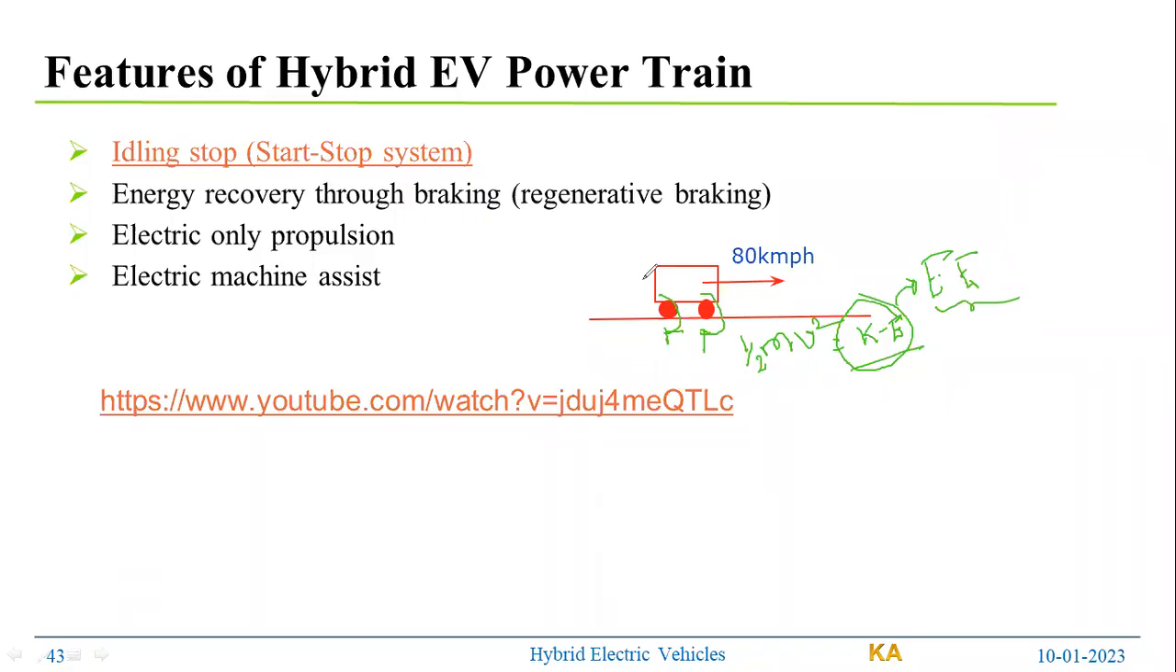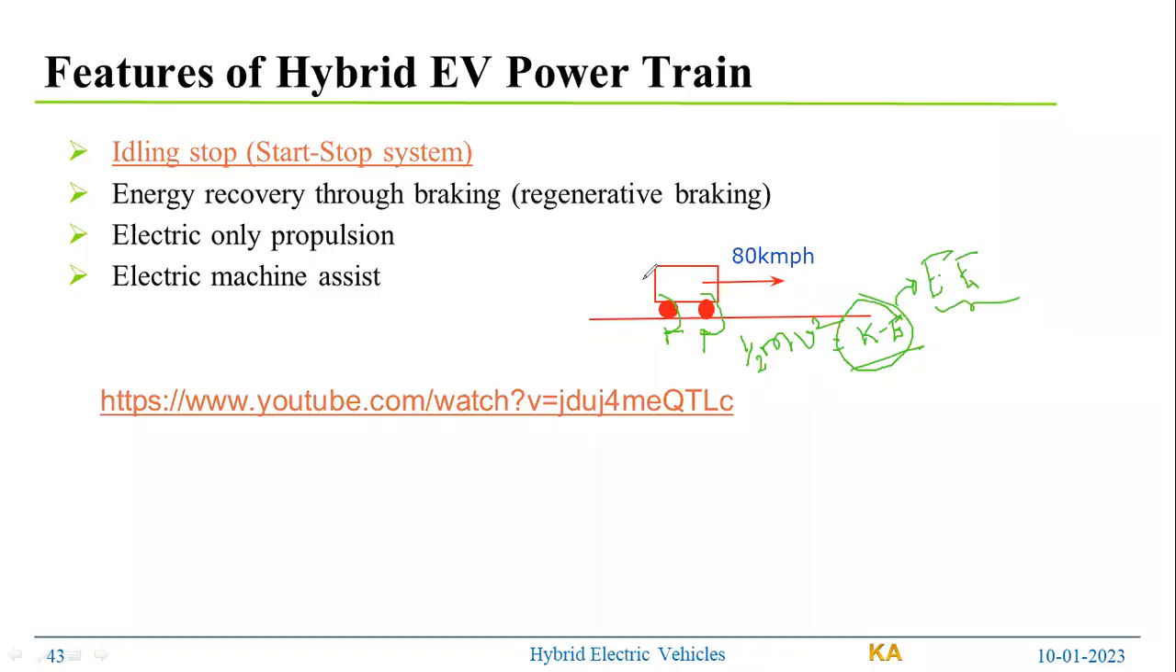Then the third feature is electric only propulsion. That means your vehicle will be traveling without depending on the engine for a certain amount of distance. For example, in an urban case, the vehicle can travel a minimum distance of 10 kilometers, 20 kilometers, or 25 kilometers without getting assistance from the ICE engine.